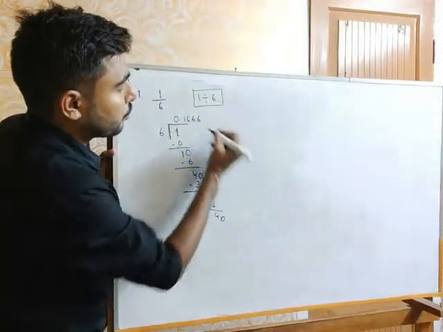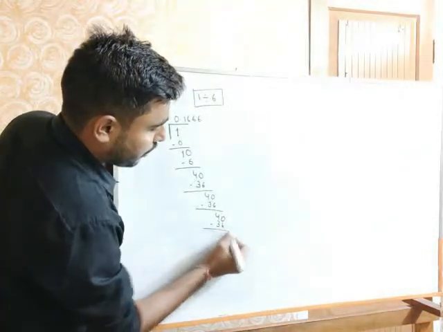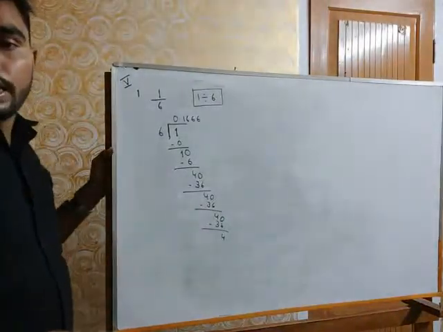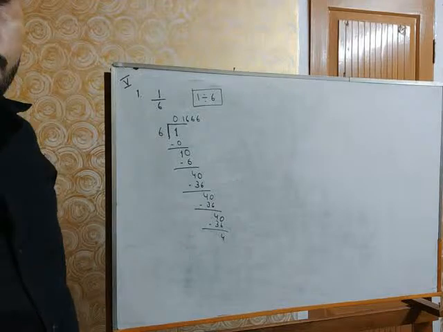40. 6 times 6 is 36. What remains is 4. You need it to be corrected to three decimal places.